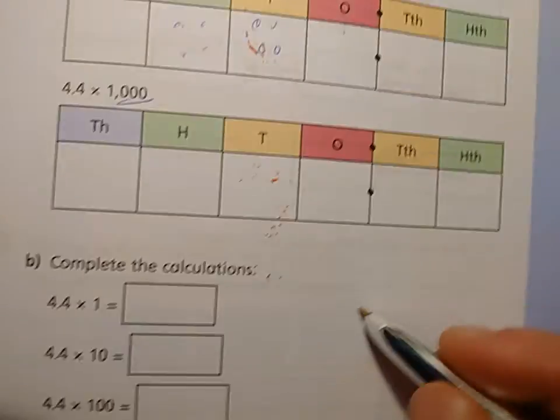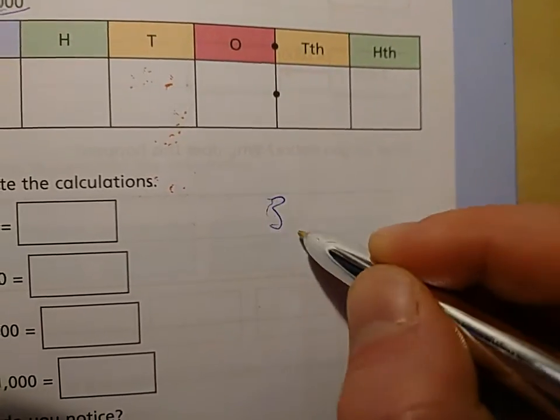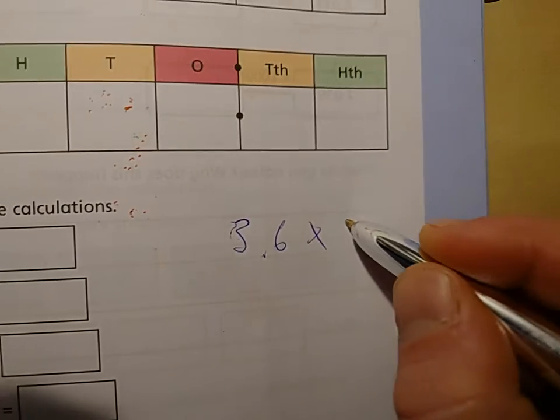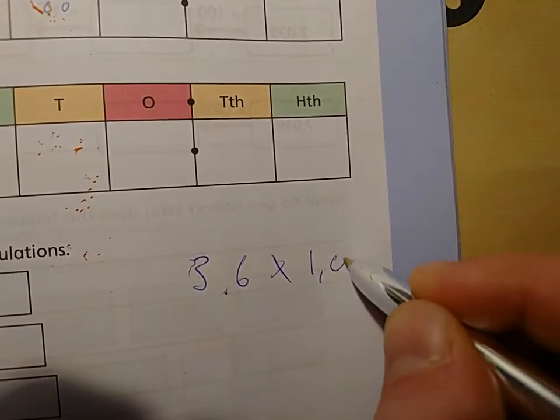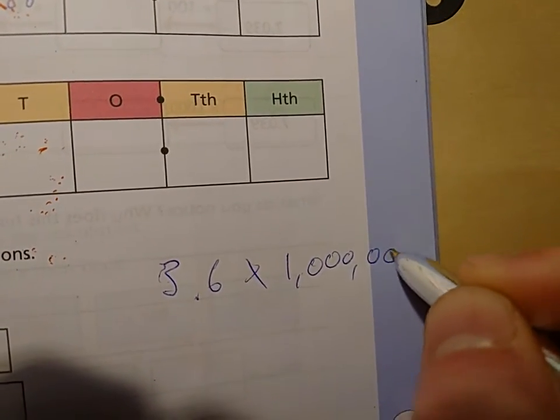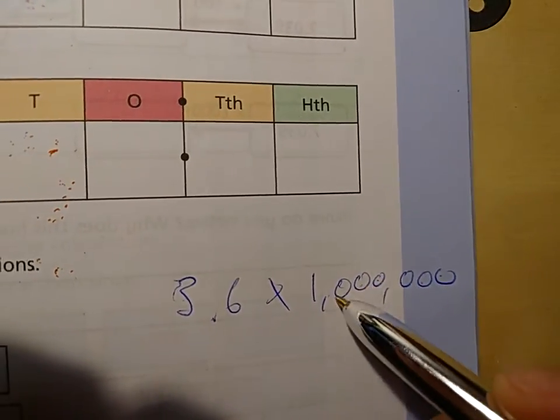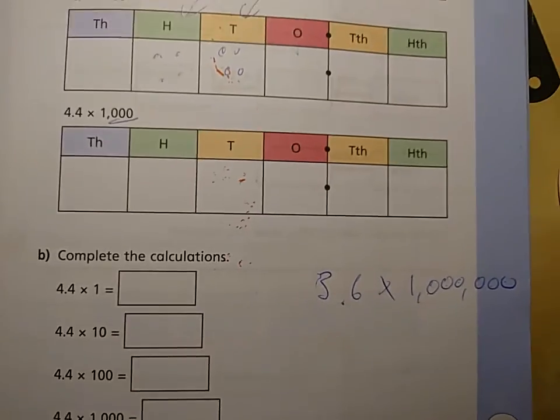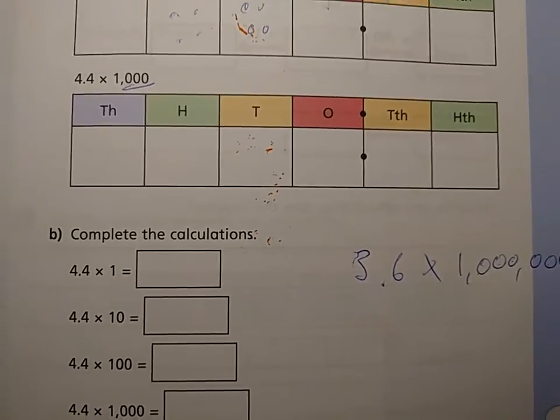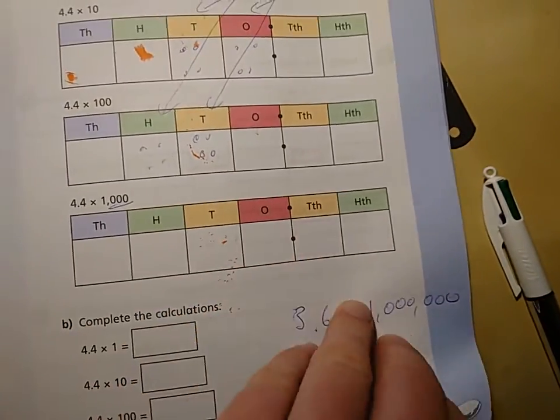So, I'm just going to write in this book, if you ever had something like 3.6 times, I'm going to think of a funny number, a million, let's go for. Just count the zeros. I need to move it left 1, 2, 3, 4, 5, 6 times. Okay, so you would end up with 3,600,000.